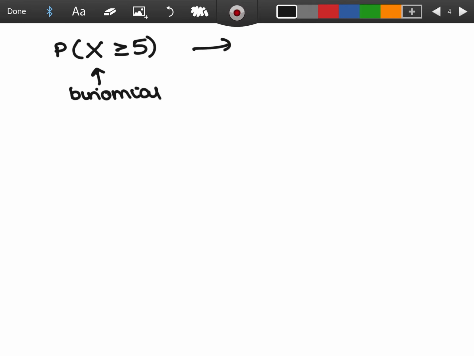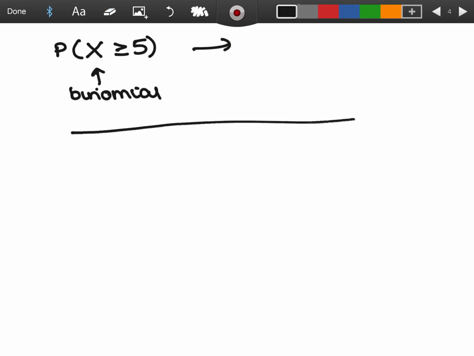Let's say we want to find the probability that x is greater than or equal to 5. So I want the probability that I have at least 5 successes, so 5 or greater, okay? Again, remember, we always want to make the set larger, okay? So this is in binomial distribution right now. I want to get this into normal distribution, okay?